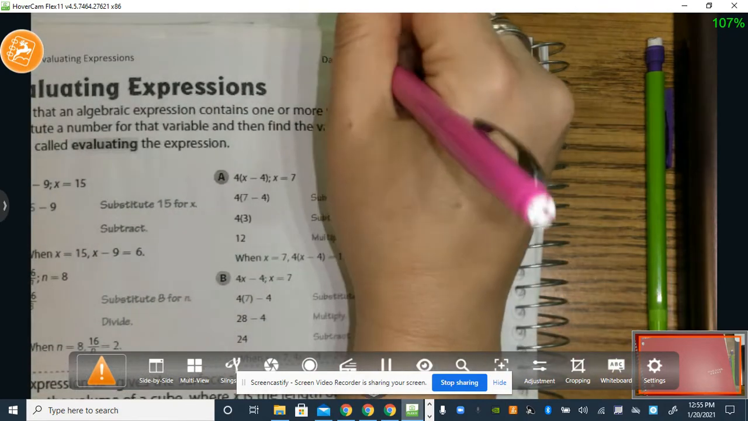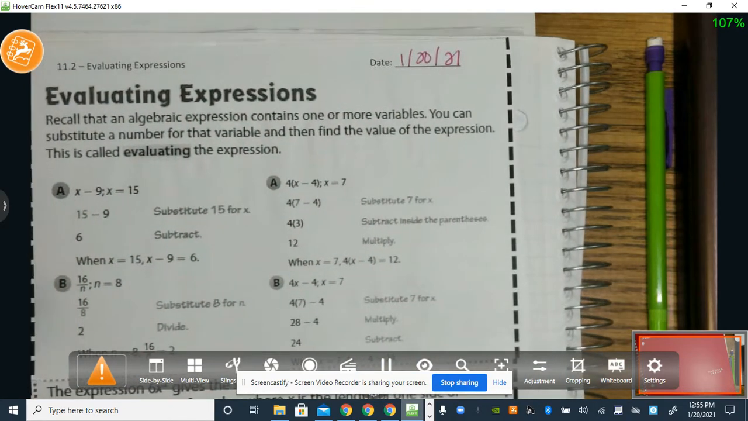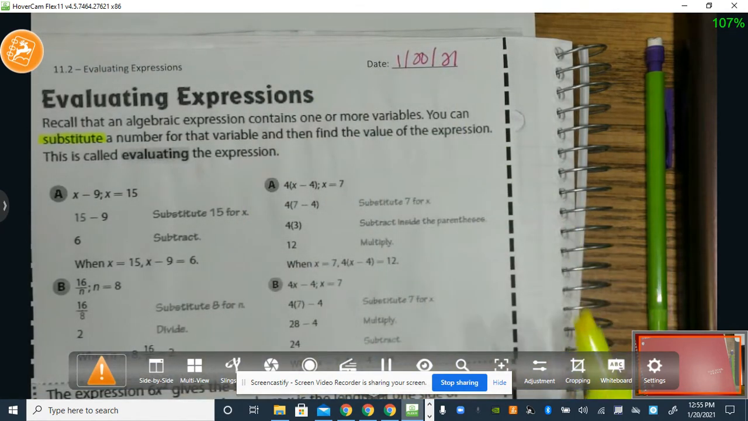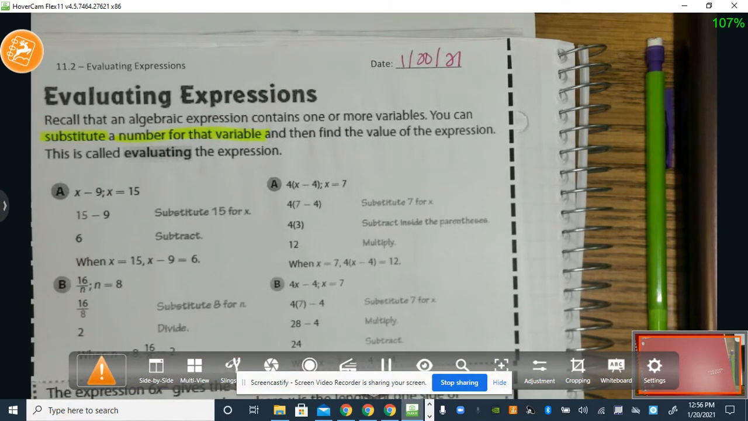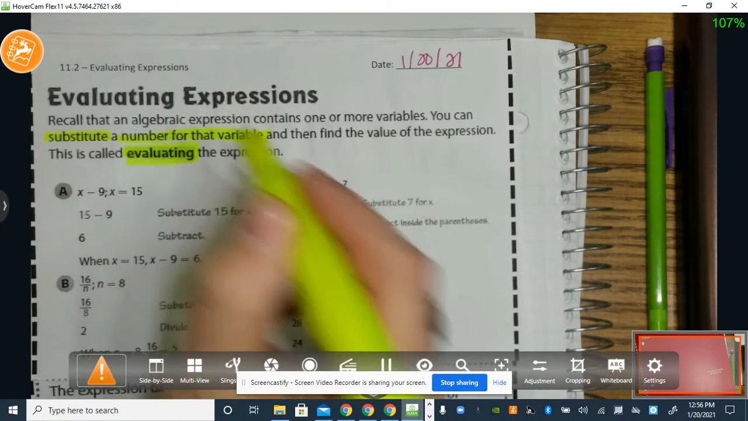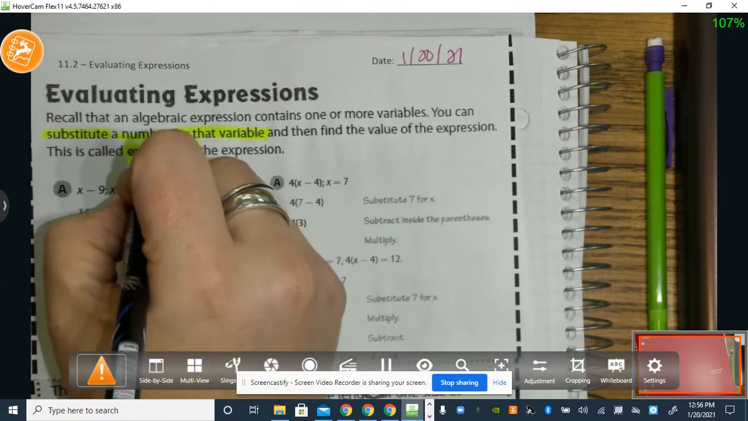Okay, so today's 1/20/2021, and evaluating expressions. Recall that an algebraic expression contains one or more variables. You can substitute. So the key word here, grab your highlighter, is substitute a number for a variable, and then find the value of that expression. This is called evaluating the expression. So think of evaluating like solving.